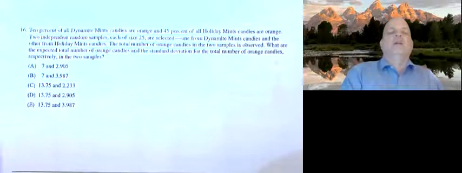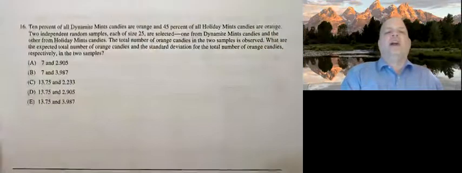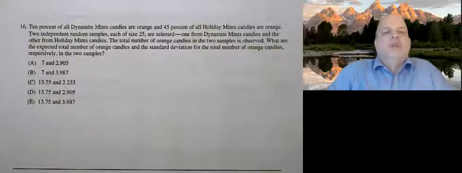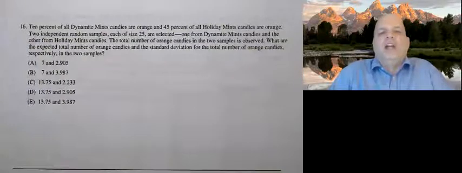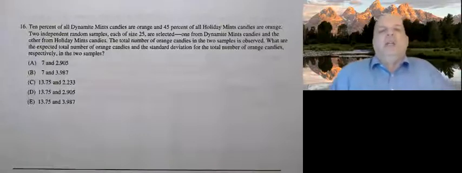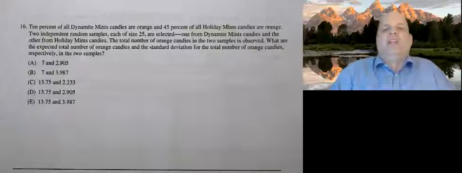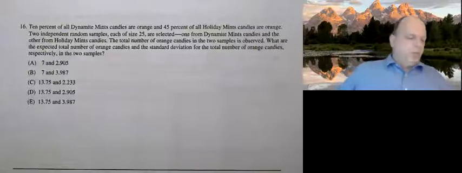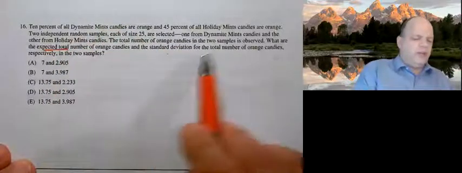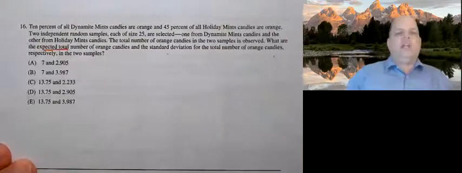All right. 10% of all Dynamite mints candies are orange, and 45% of all holiday mint candies are orange. 2 independent random samples, each of size 25, are selected, one from Dynamite mint candies and the other from holiday mint candies. The total number of orange candies in the 2 samples is observed. What is the expected number? So we're looking for expected number and standard deviation for the total number of orange candies.